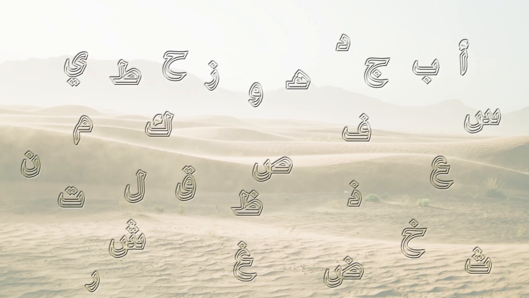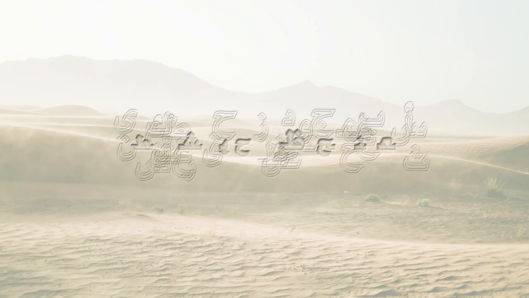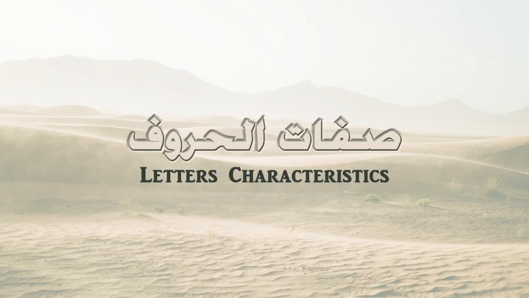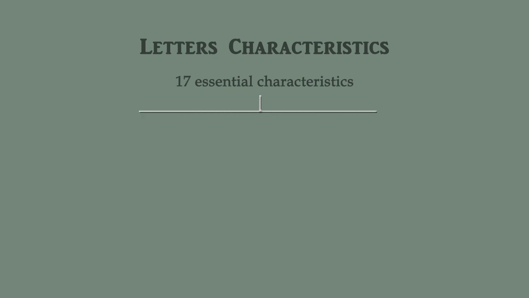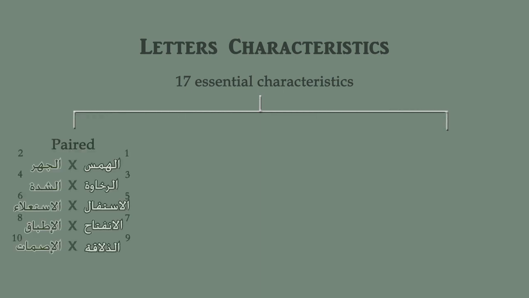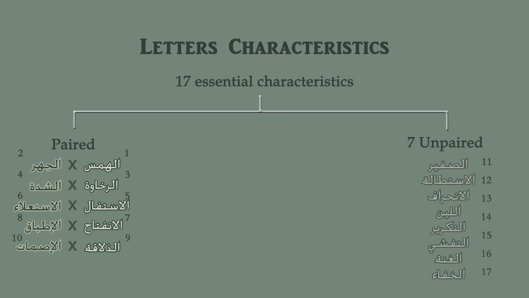The content of these videos relies heavily on a Quranic science called Tajweed. The first thing you should know is something called صفات الحروف, the letters' characteristics. There are 17 essential characteristics, 5 of which are paired or have opposites, and the rest are unpaired.